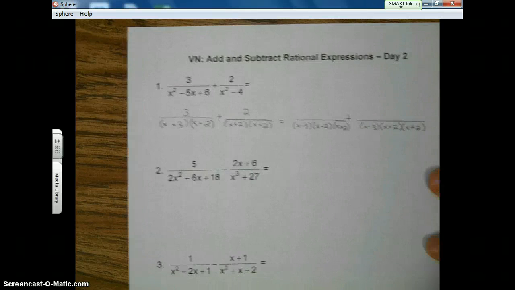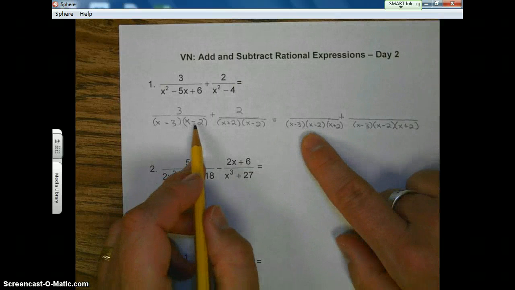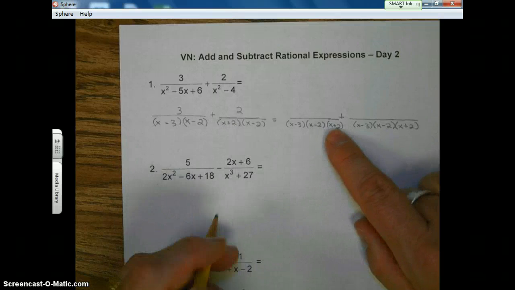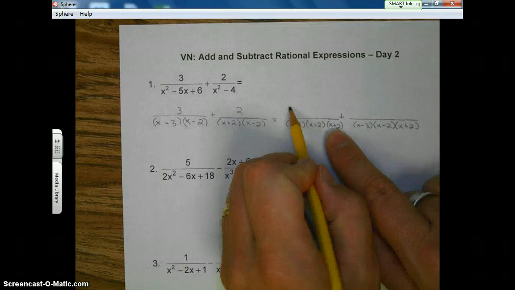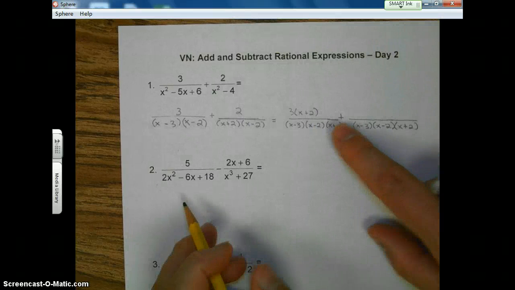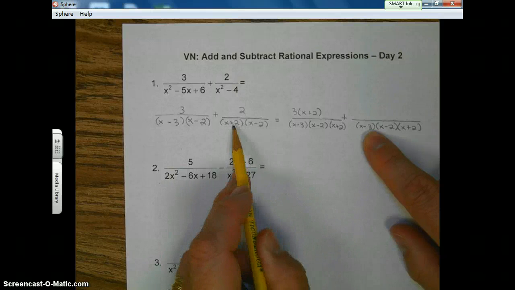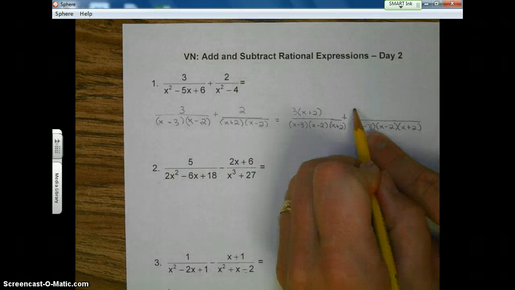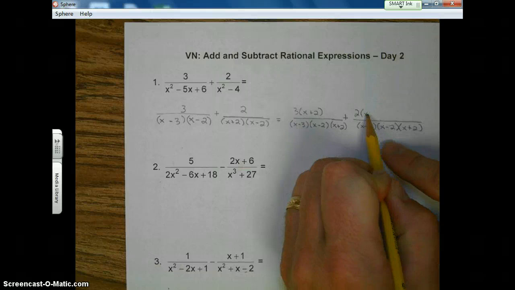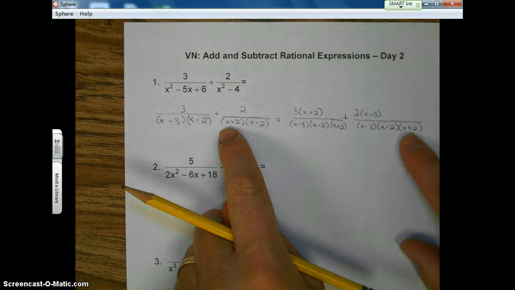So we had the x minus 3, we had the x minus 2, and we needed the x plus 2. So we're going to multiply 3 by x plus 2. On the other side, we needed the x minus 3, so we're going to multiply by x minus 3 on top. We have the x minus 2 and we have the x plus 2.